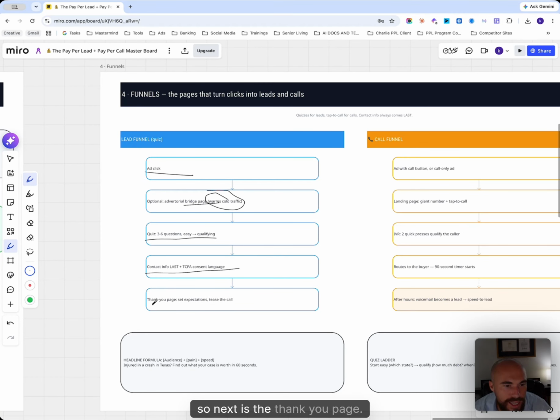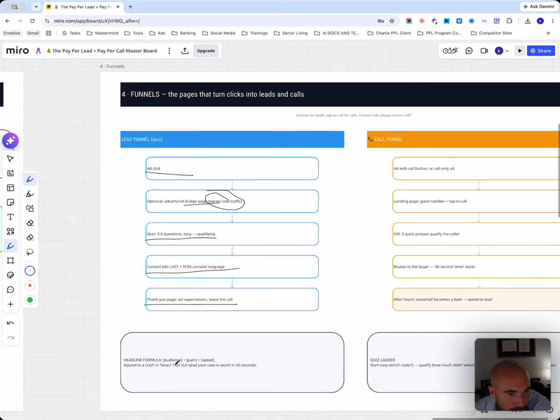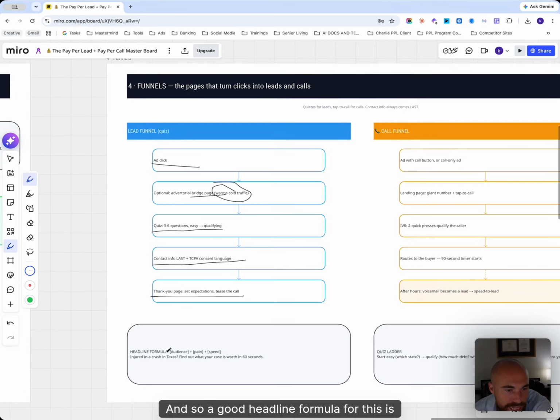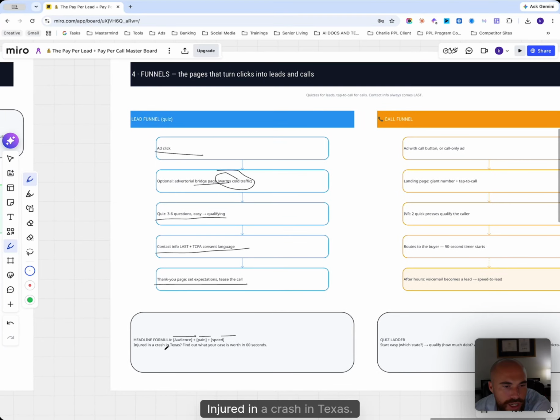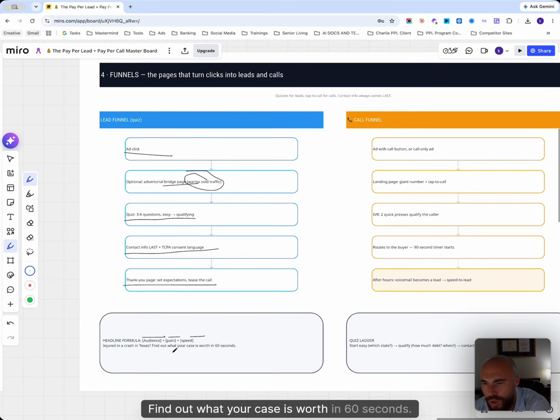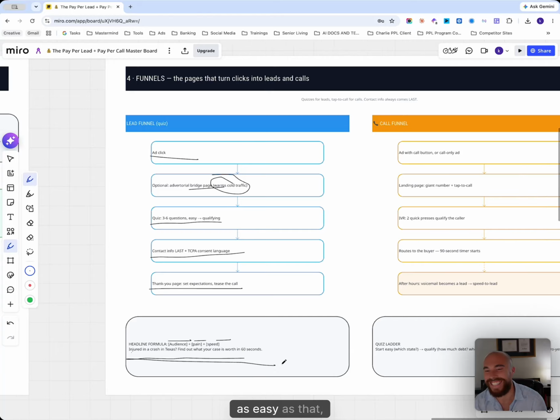Next is the thank you page. This is where you have a thank you page on your form after the lead goes through it, and it sets expectations. It warms them up by showing exactly who is going to call them. A good headline formula for this is audience plus pain plus speed. For example: injured in a crash in Texas, find out what your case is worth in 60 seconds. Audience plus pain plus speed. Literally as easy as that.